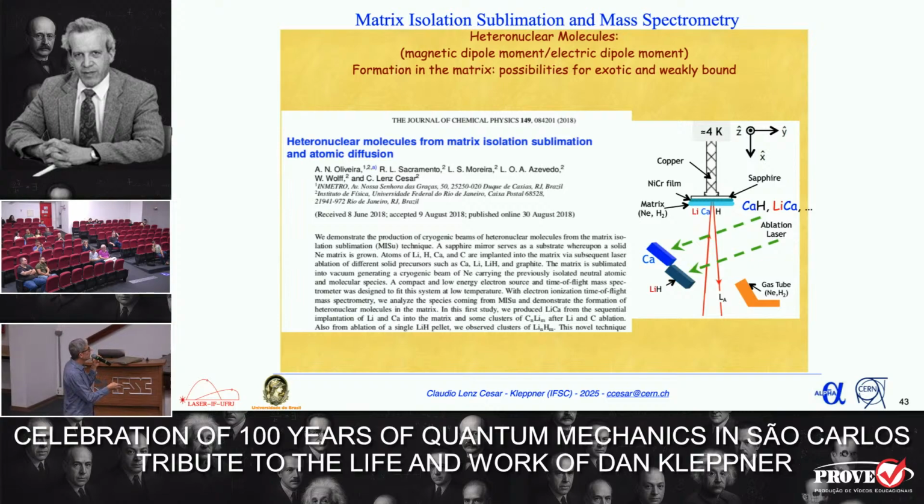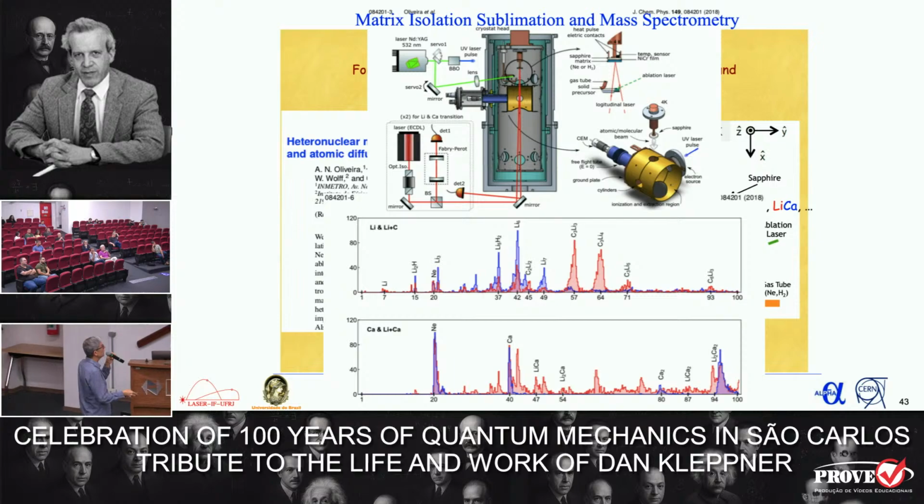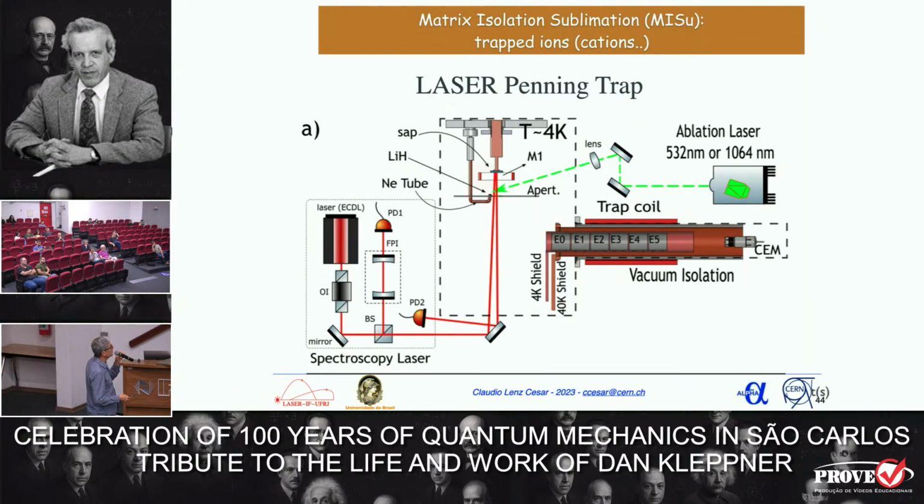We've shown that if we put lithium and calcium, or lithium and carbon, or any other thing inside the matrix, you can make molecules inside the matrix. One atom falls next to the other one, and it forms molecules. So you could form molecules that do not exist at room temperature, for instance van der Waals molecules and things like that. With only lithium and calcium, we showed the production of many different molecules.